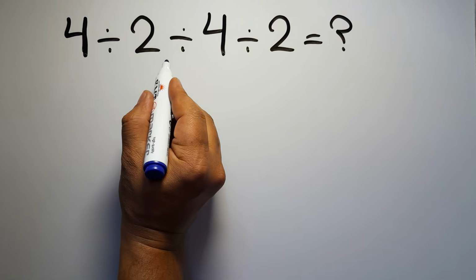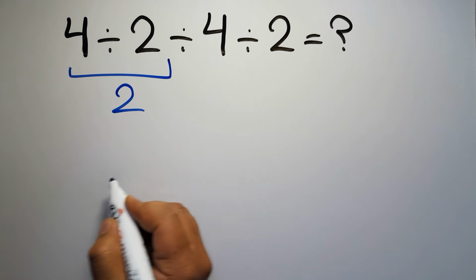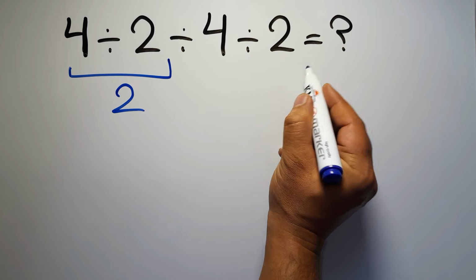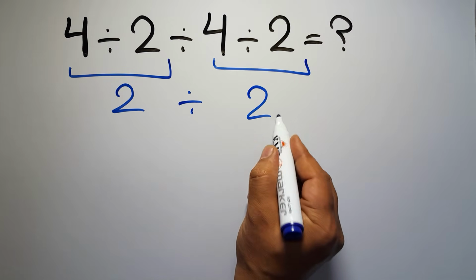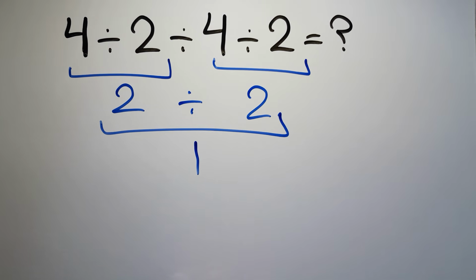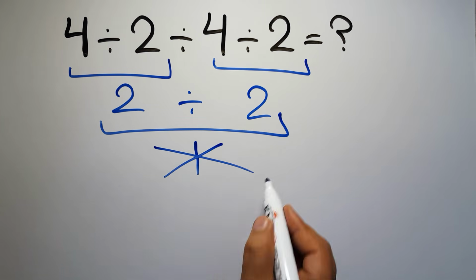4 divided by 2 equals 2. And again here we have 4 divided by 2. So 2 divided by 2 is just 1. But this answer is not correct.